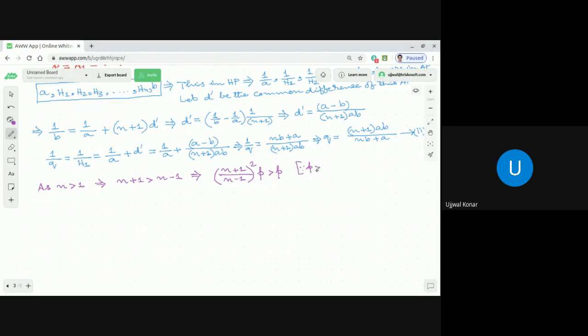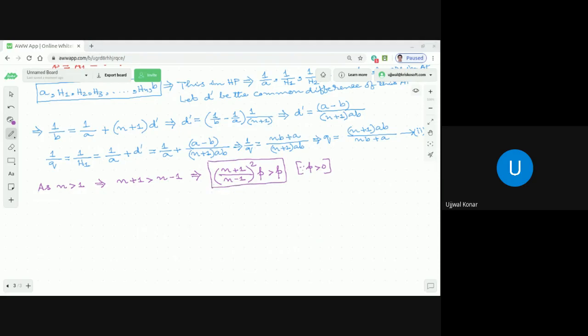And why is p positive? Because a and b are positive numbers. So if the two extreme end numbers are positive, then all the arithmetic means in between them have to be positive. So then what we get is that ((n plus 1) by (n minus 1)) whole square into p is greater than p. That is one thing we have achieved. So let's mark it.